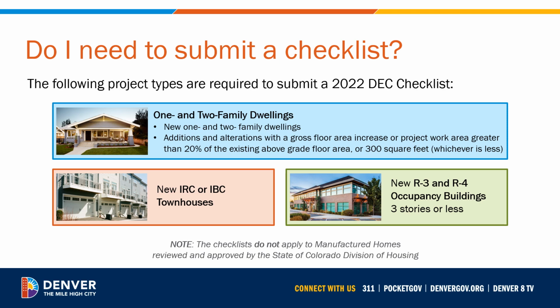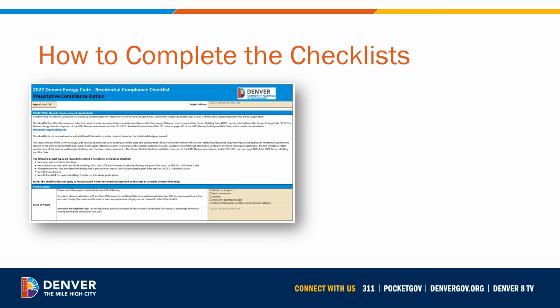The 2022 DEC checklists do not apply to manufactured homes reviewed and approved by the State of Colorado Division of Housing. More information on the submittal requirements for manufactured homes can be found on Denver's Building Code website.